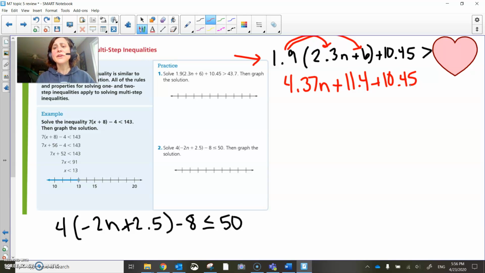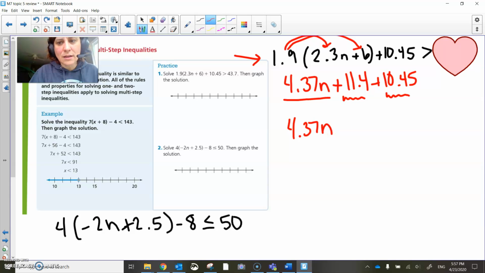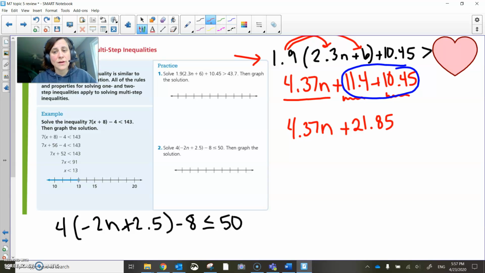Okay, so from there, this is the only n in this long addition problem. This guy, though, 11.4 and 10.45, we can put those together. It's just easier to put them together. So when we add them up, we end up with 21.85. So what I have now on the left-hand side of my inequality is 4.37n plus 21.85 because I put these two things together. And now the left-hand side of the inequality is simplified.